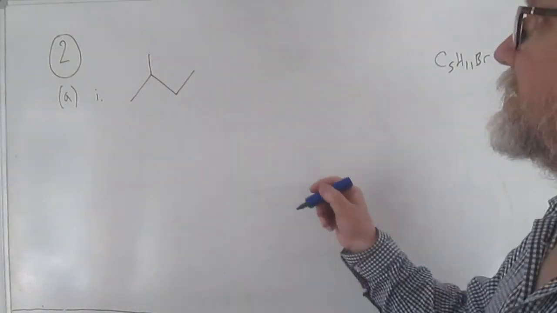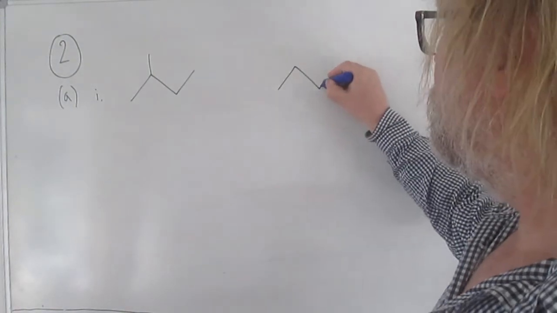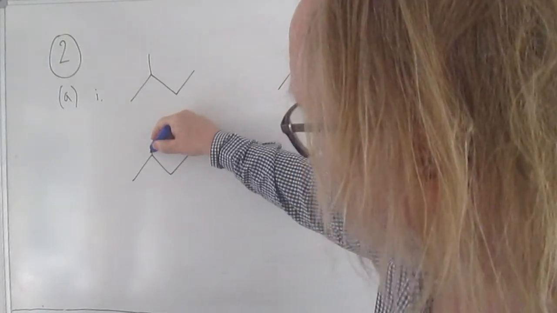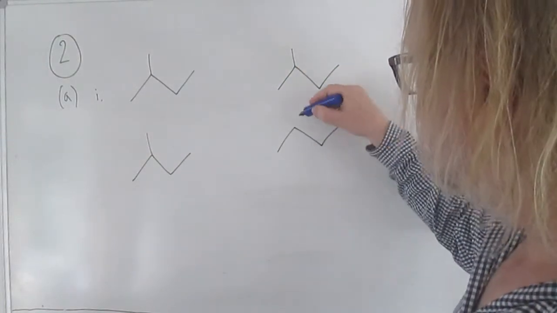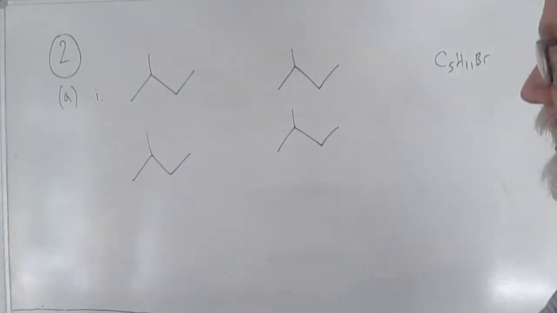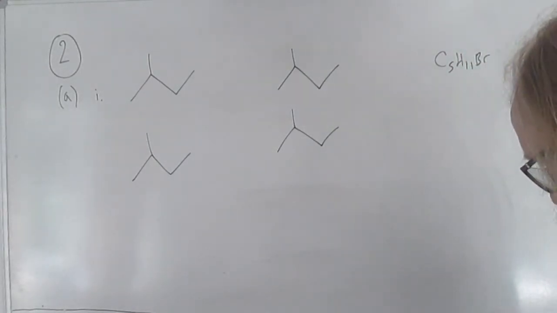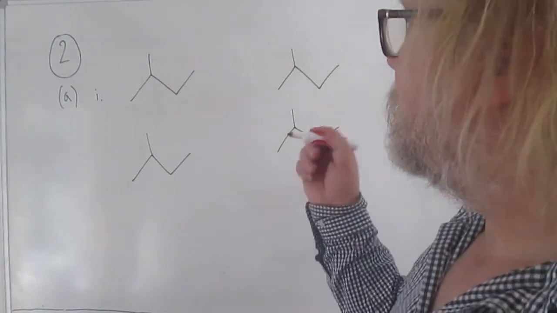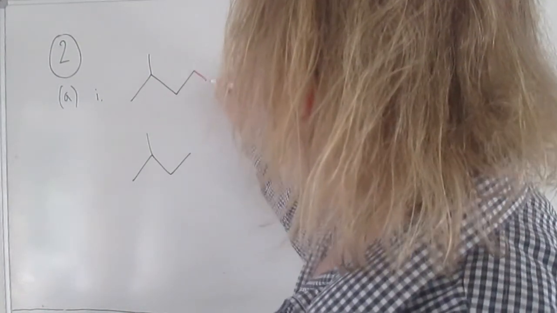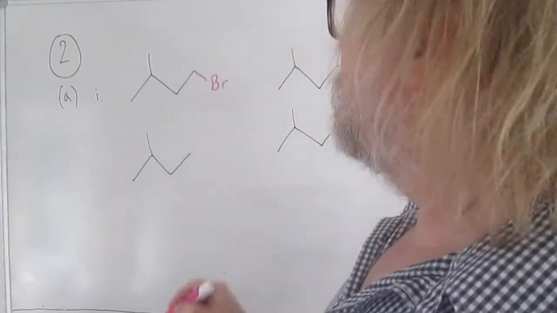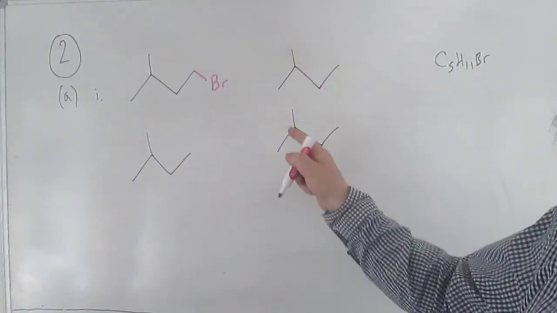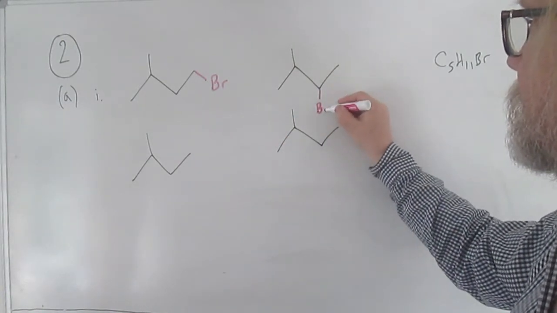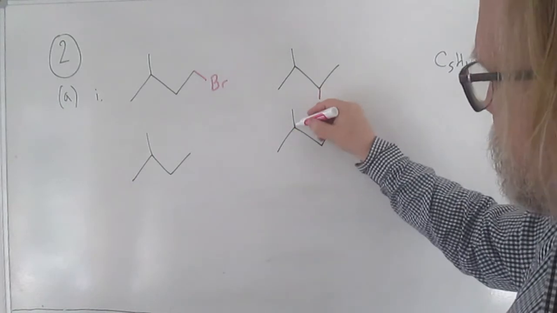So a good place to start would be to say, right, well, all 4 of them are going to be based on that. So you can draw the 4 skeletons down, and then just think, right, how can we put bromine onto that 4 different ways? So thing to do is be systematic. Start at one end. So let's start by putting the bromine at that end. So that's one isomer. And then move it along. So there's the second one. Here's the third one.